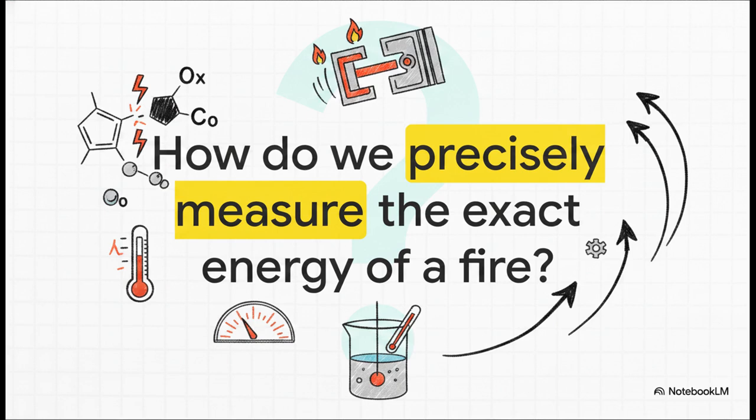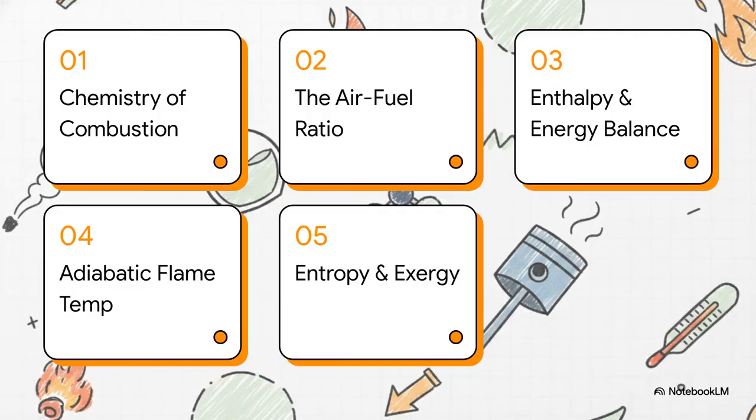To truly wrap our heads around thermal combustion, we gotta look way past the flames and decode the thermodynamics actually governing the whole shebang. So here's our roadmap for today's explainer. We're gonna hit the chemistry of combustion, the air-fuel ratio, enthalpy and energy balances, adiabatic flame temperature, and finally, wrap it all up with entropy and chemical exergy.